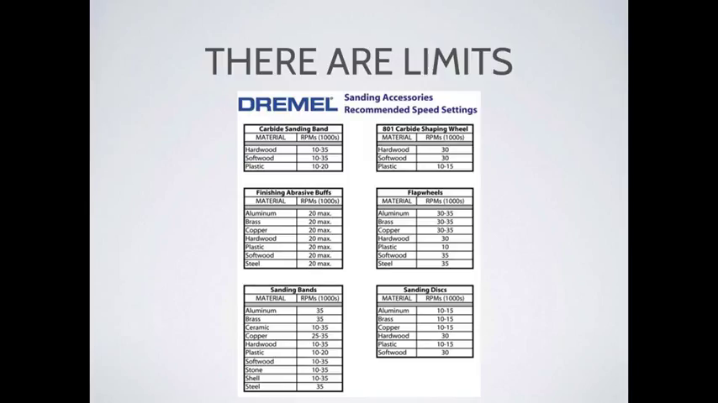So when I went back to Dremel, I took a look at all the speeds that you can actually run these things at, what the max is. So the maximum for this particular finishing abrasive buff was 20,000 RPMs. If I'm running at 3 or anywhere 3 and above, you're running pretty high. And I was like, oops, that wasn't right. So I had to go back and try it at a lower speed.